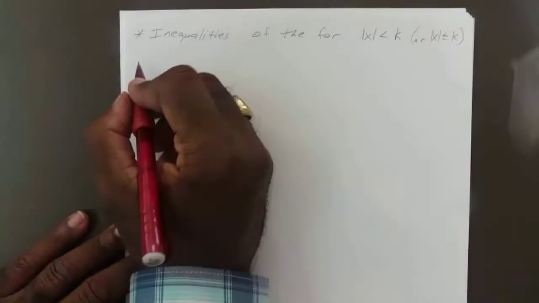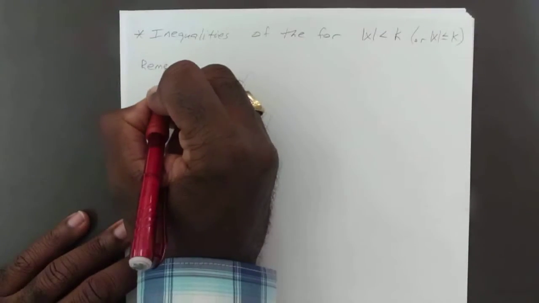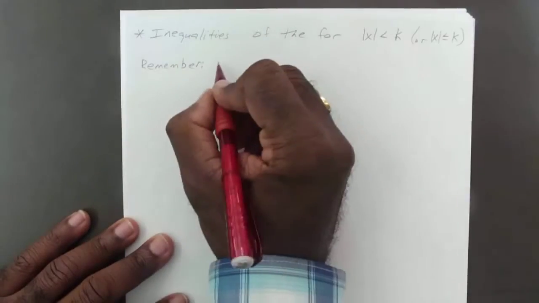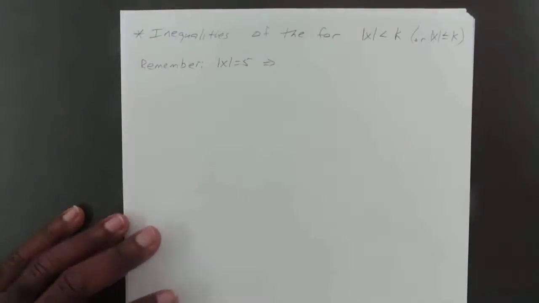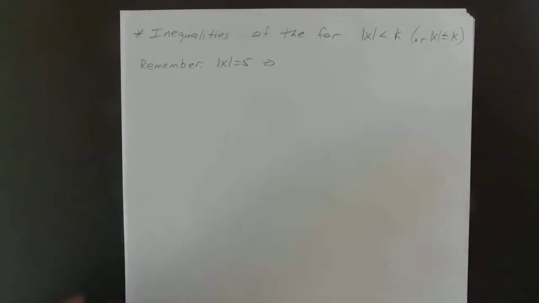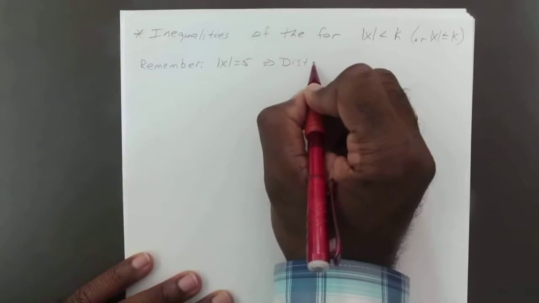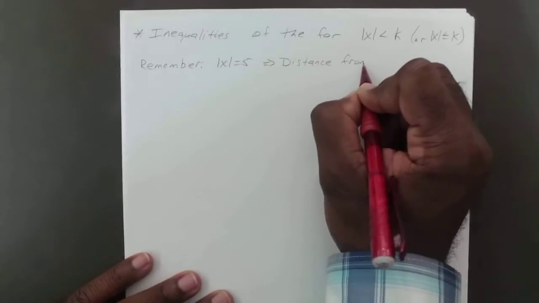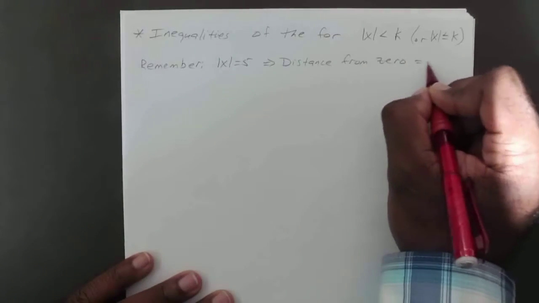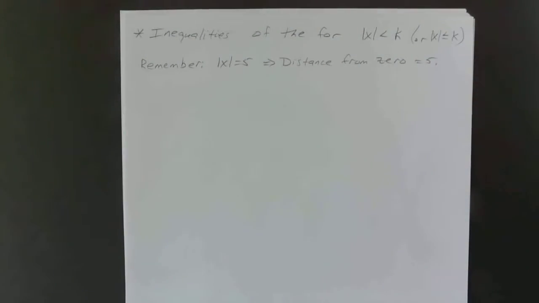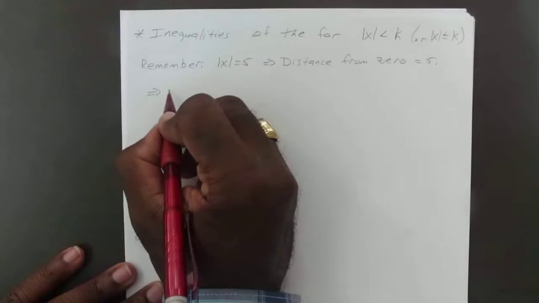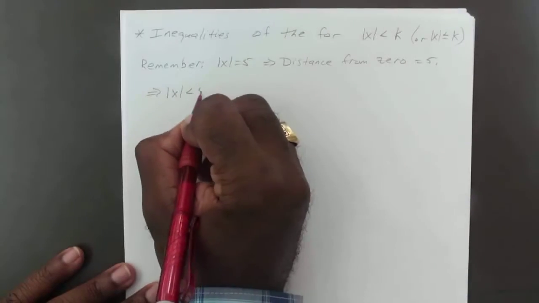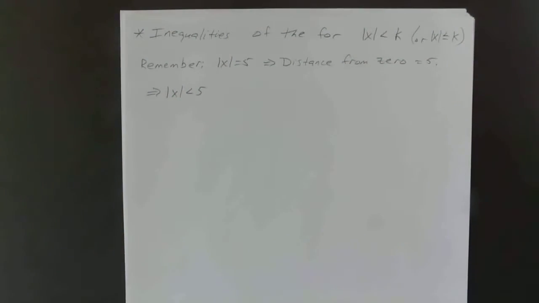All right, so we know that the absolute value of x equals 5 just means the distance from 0. That's why it can be 5 or negative 5. But what if we have the absolute value of x is less than 5? That just means the distance from 0 is less than 5.